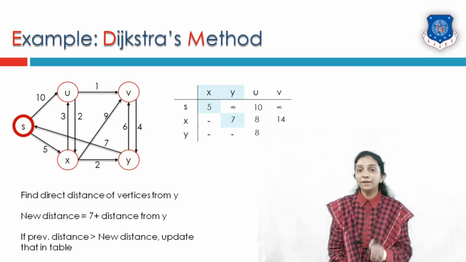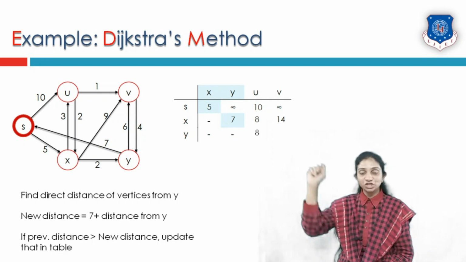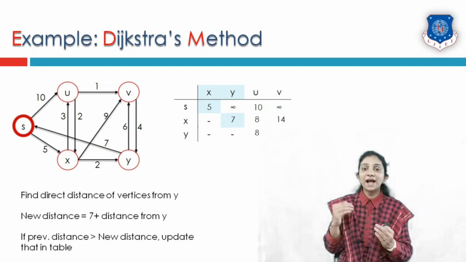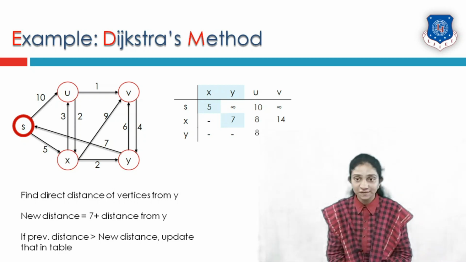Now from Y to V, is there an edge or direct path? Yes, from Y to V, we have a path with weight 6.